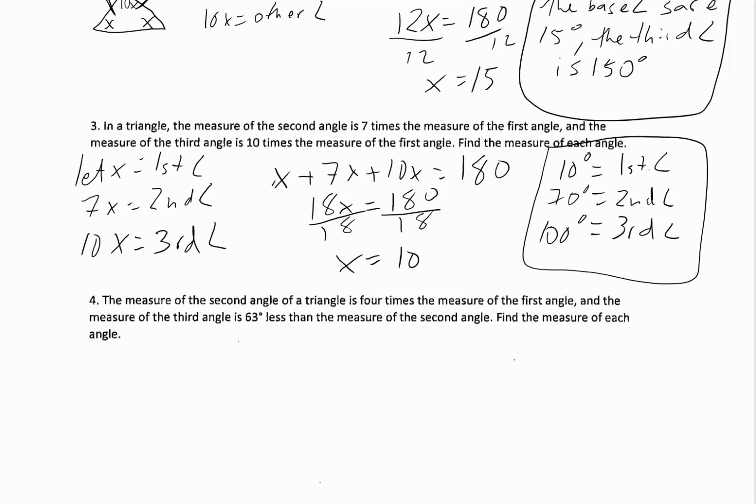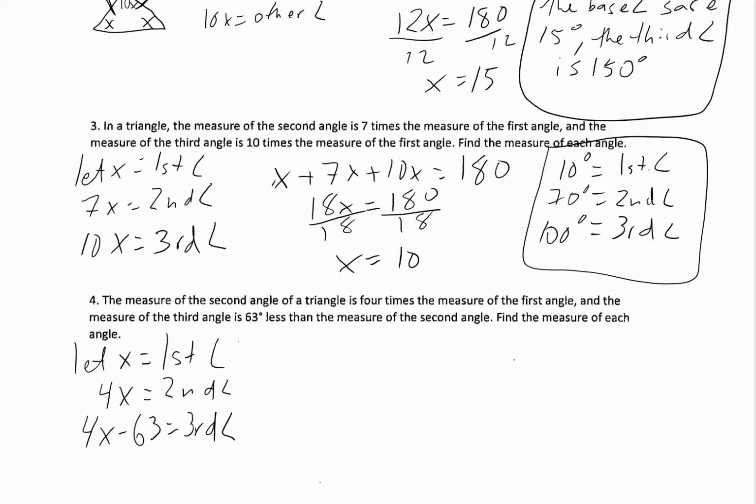Okay, again, pause the video, read number 4, and try to set it up. Okay, so it says the measure of the second angle of a triangle is 4 times the measure of the first angle. And the measure of the third angle is 63 degrees less than the measure of the second angle. Find the measure of each angle.